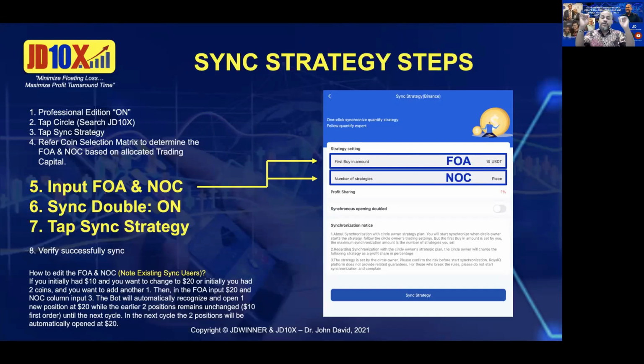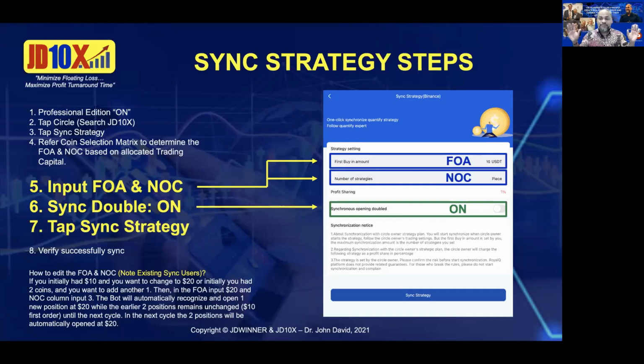The first thing you need to do is input the first buy-in amount, which we call the first order amount, FOA. Next, you input the number of strategies, which is simply the number of coins in pieces. Now remember, synchronized double must be on. I have highlighted that in green. Don't forget to turn it on, my friend. If you forget, when the market is uptrending, you will not see double the profit compared to JD winner. So make sure synchronized open double is activated.